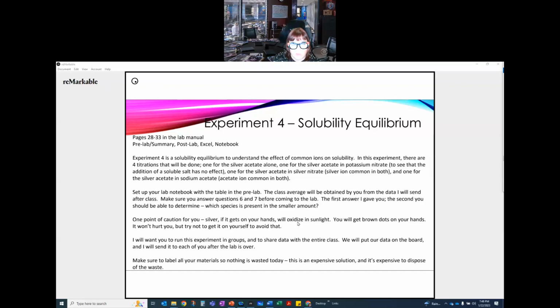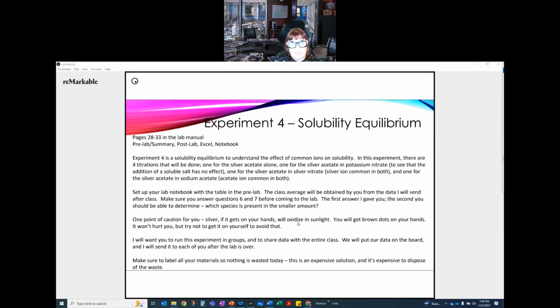Now, there is a spreadsheet that goes with this one. Experiment 4 is a solubility equilibrium to understand the effect of common ions on solubility. So there are a couple of places where there are common ions, all right? There are 4 titrations that would be done in the physical lab. One is for silver acetate alone. One is for silver acetate and potassium nitrate, okay? So that soluble salt has no effect. One is for silver acetate and silver nitrate. So the silver ion is common in both. And one is silver acetate and sodium acetate. So the acetate ion is common in both.